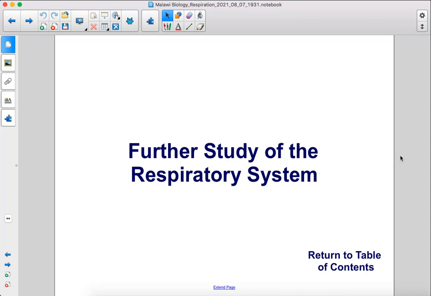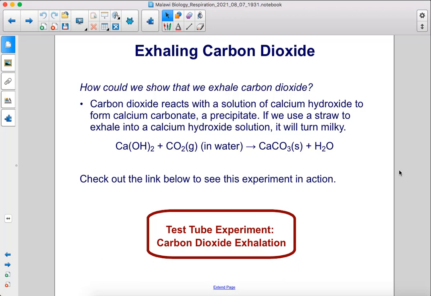Further study of the respiratory system. How could we show that we exhale carbon dioxide? Carbon dioxide reacts with a solution of calcium hydroxide to form calcium carbonate, a precipitate. If we use a straw to exhale into a calcium hydroxide solution, it will turn milky. Check out the link below to see this experiment in action.